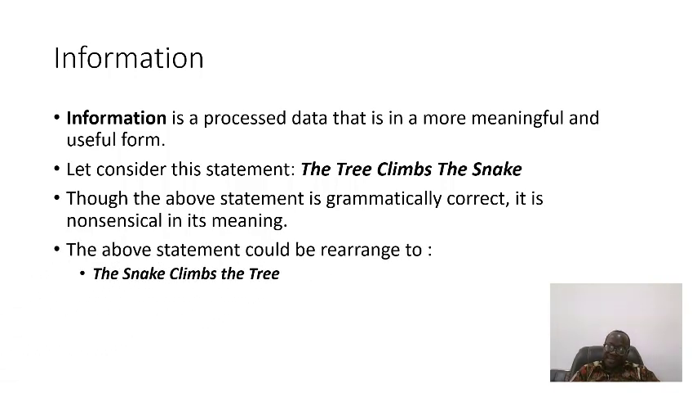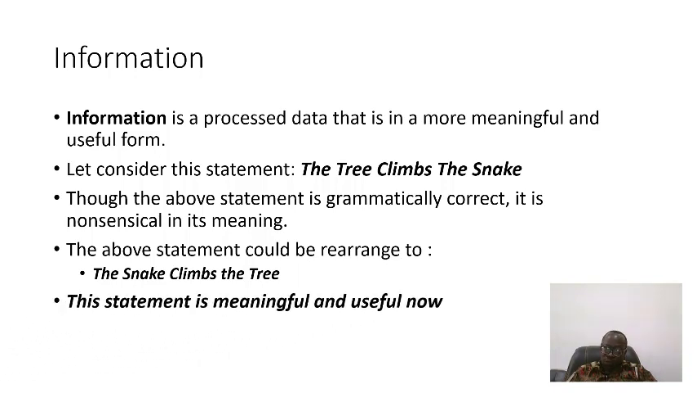If you're able to rearrange this statement, you could say that it's not possible that the tree will climb the snake. Therefore, when you make it the snake climbs the tree, then that becomes meaningful to you. Rearranging that into a form that is meaningful, that form is what is referred to as what? Information. So information is processed data that is in a more meaningful and useful form. So this statement now is very meaningful and useful. So basically, information is processed data that is usually meaningful and useful.